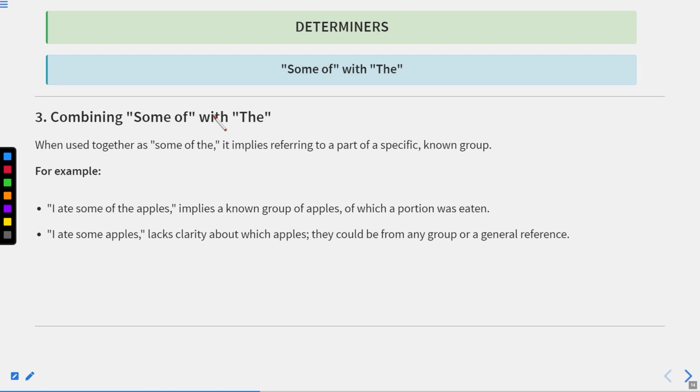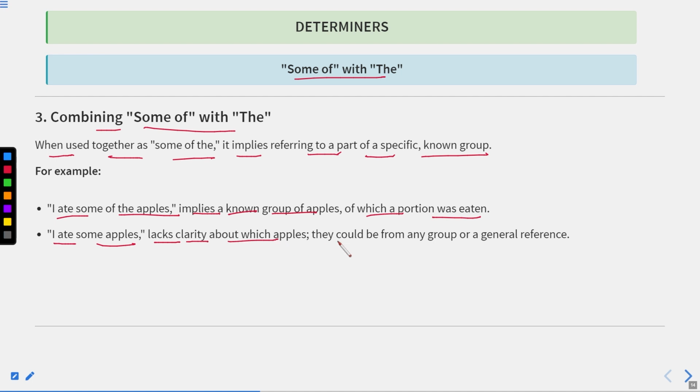Now, if I use some of with the, what will happen? Combining some of with the, when used together as some of the, it implies referring to a part of a specific known group. I ate some of the apples. Now here the apples are those apples which everyone over there is aware of, the listener as well as the speaker. It implies a known group of apples of which a portion was eaten. The next sentence is, I ate some apples. Now this lacks clarity about which apples. They could be from any group or any general reference.